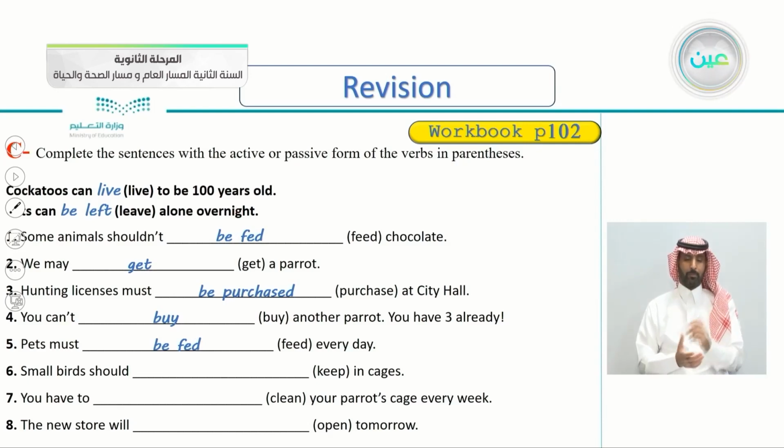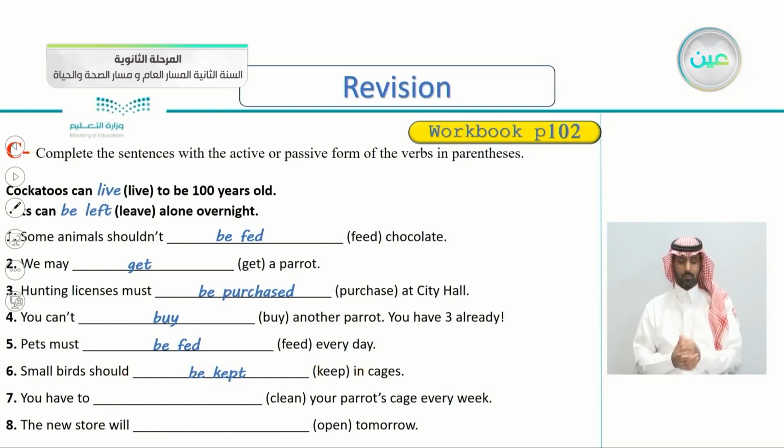Number 6, small birds should keep in cages. So the verb here is keep. Where is the subject of the verb? Who is doing the keeping? So the subject is not mentioned. So this is again a passive. So how do we write it? Small birds should be kept in cages. Very good.